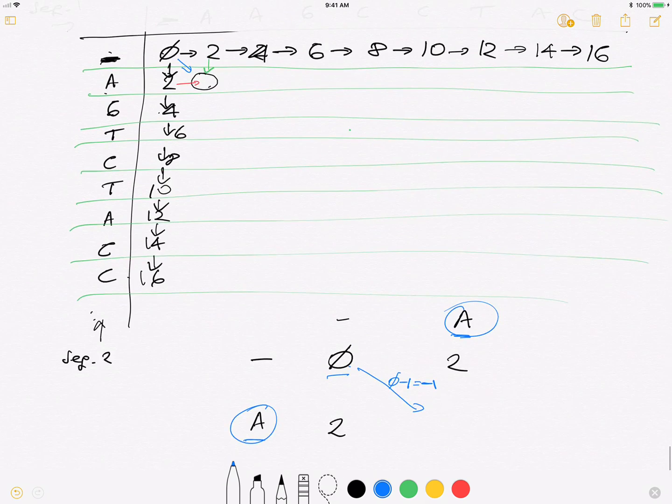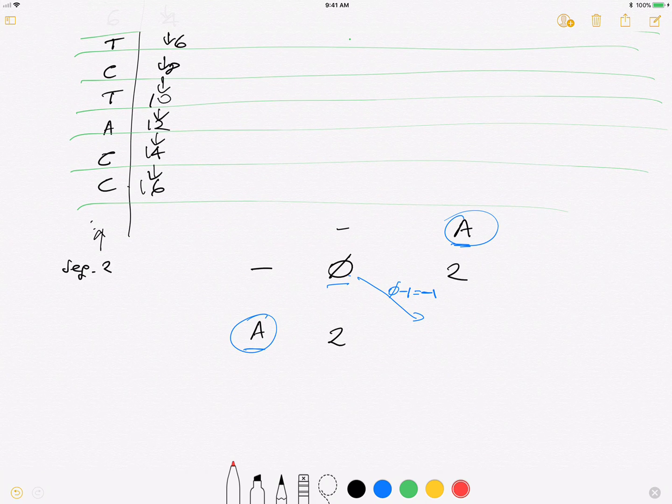Another possibility is doing this way. What does this mean? From the second sequence, I won't take any symbol. Basically, I would insert a space. From the first sequence, I would insert A. This means I'm matching space with A, which would cost me 2. Added to this old cost, that cost would be 4.